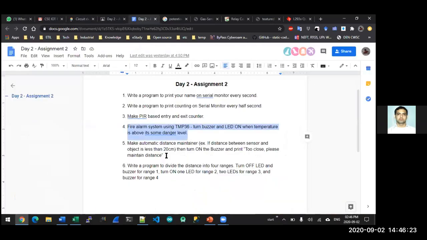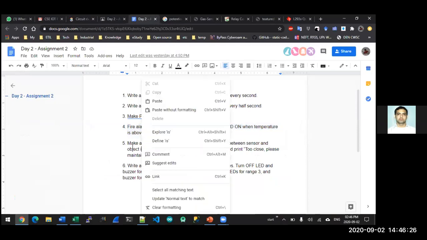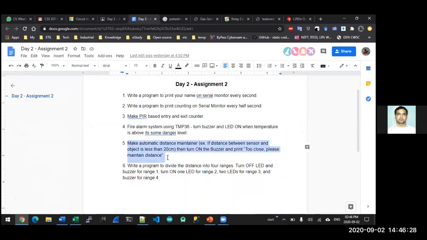So the next experiment was to make an automatic distance maintainer. So if the distance between the sensor and the object is less than 20 centimeters, or whatever limit you can set, whether it is 20 centimeters or 50 centimeters, then turn on the buzzer and print "Too close, please maintain distance." So it is similar to the fourth question. Instead of the temperature sensor, you are using an ultrasonic distance sensor, and instead of the LED, you are just printing "Too close, please maintain distance."